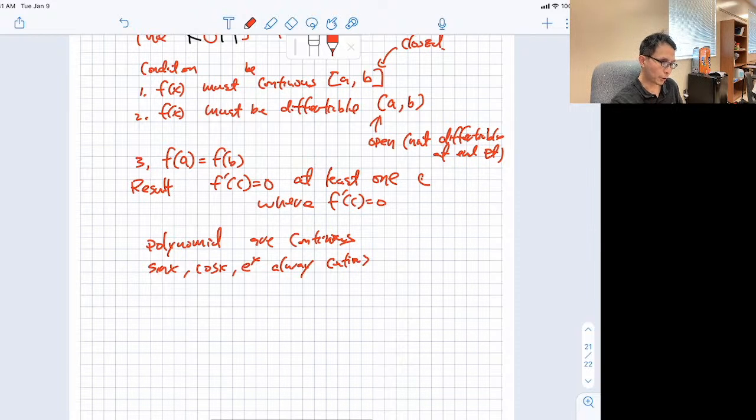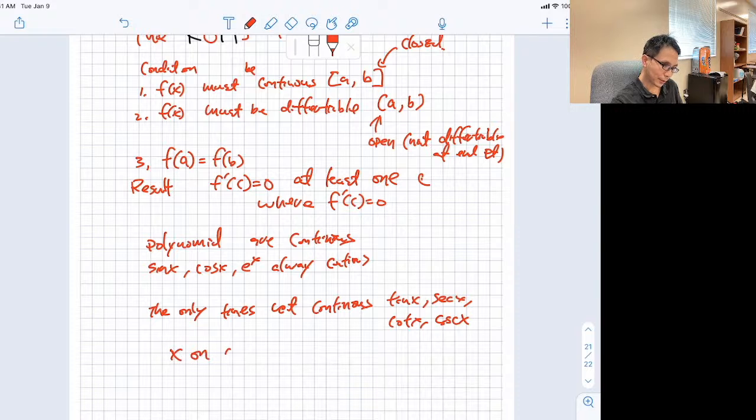Yeah, all forms of polynomials are continuous. Sine of x, cosine of x, e to the x. The only times it is not continuous are tan of x, secant of x, cotangent of x, cosecant of x, or x in the denominator. X in the denominator also is not continuous.